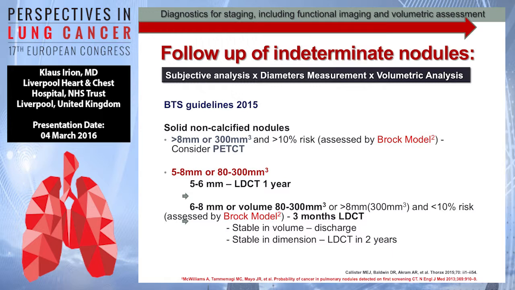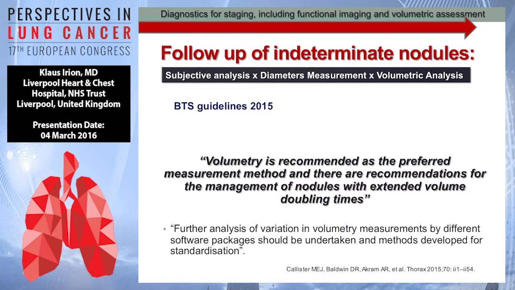And if they are between 6 and 8, or if they are more than 8 but have less than 10% risk of malignancy by the Brock model, you should do a follow-up in 3 months as an initial action. The British Thoracic Society suggests that you should use volumetry, and we are going to see what we have experienced in terms of trying to use volumetry. But they also recommend that you should assess your own software and your own scanners to see how the results are. And that's what we have done and what we are going to present here.